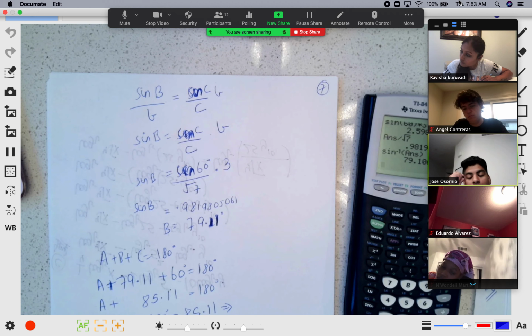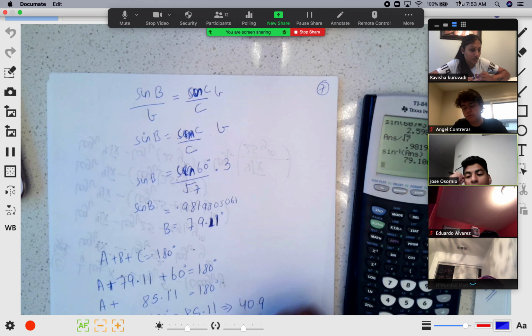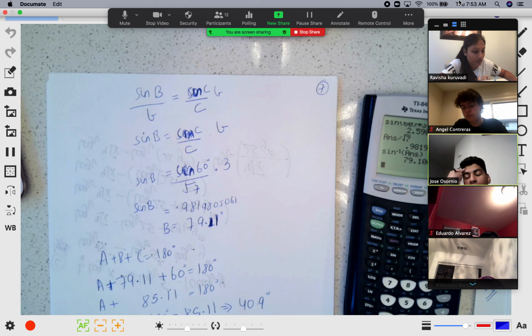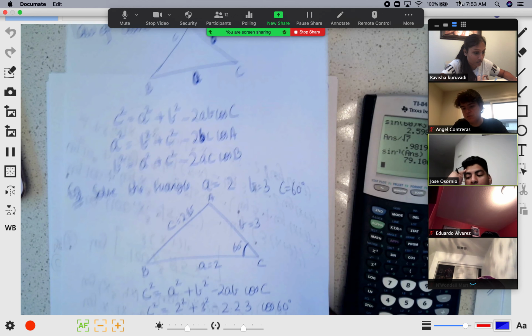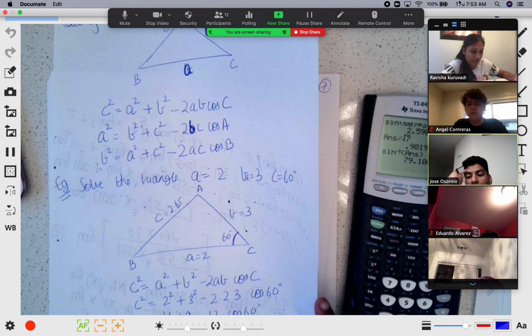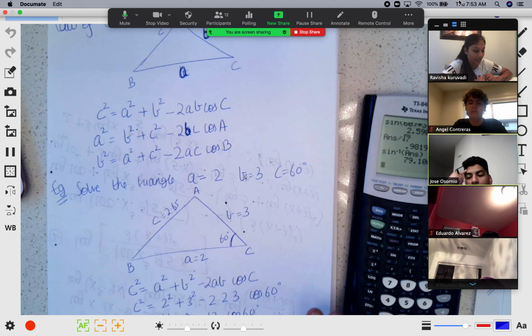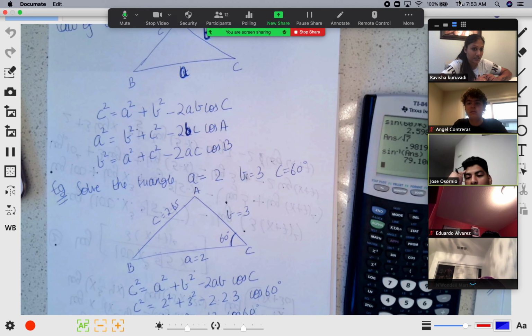So if you were to use the law of cosines approach, would you just have to isolate cosine C? From the law of cosines, yes. Would you just have to basically isolate cosine C in order to find it? Yes, exactly. It depends on what you are trying to find.